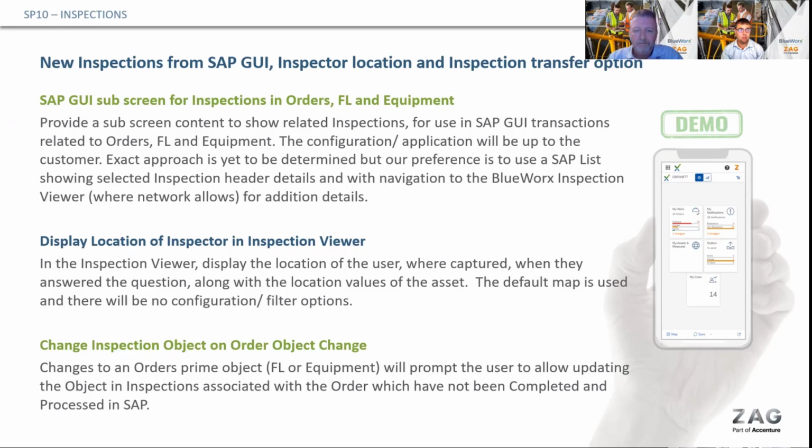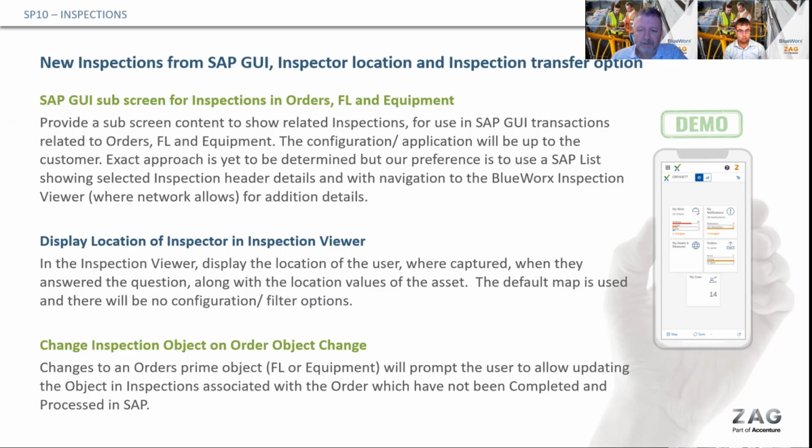In that area, in the inspection viewer, we can now display the location of a user if that was captured at the time of the inspection, just so that you can analyze that they were in the right position when they were making a response. And the last one is that there's the ability to change an inspection object related to an order. So it's a little bit more complicated, but as I demonstrate it, hopefully that'll make a little bit more sense. So let's go take a look.